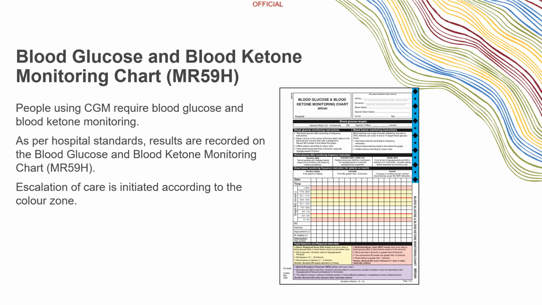As identified earlier, people with CGM require blood glucose and blood ketone monitoring still. As per our hospital standards, results of blood glucose and blood ketone monitoring are to be recorded on the regional LHN blood glucose and blood ketone monitoring chart, MR59H. The blood glucose results obtained from these capillary blood glucose meter tests must be used to assess inpatient diabetes management, and subsequent actions, including escalation, are to be initiated according to the colour zone.